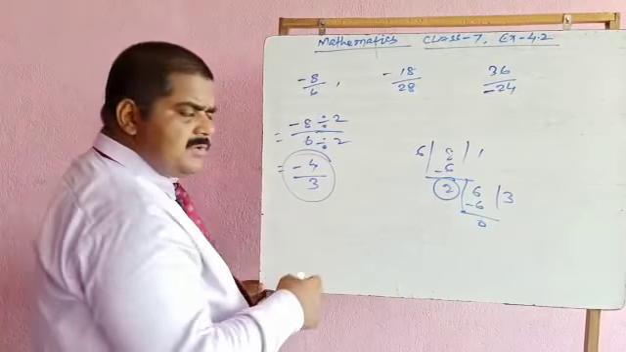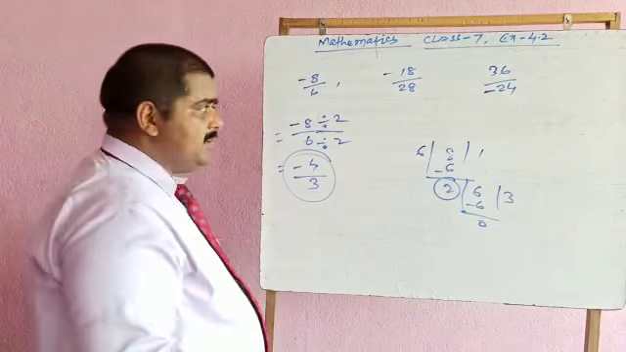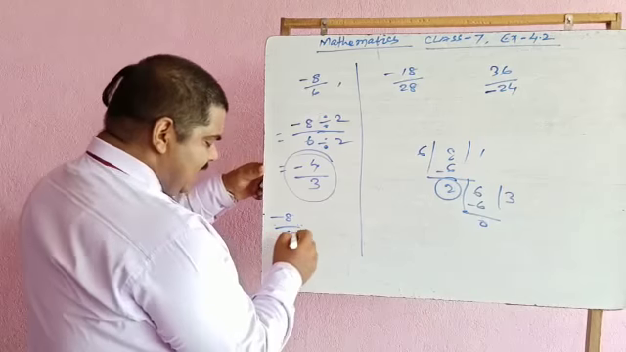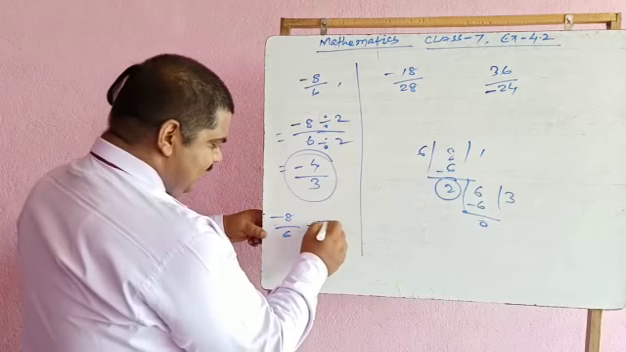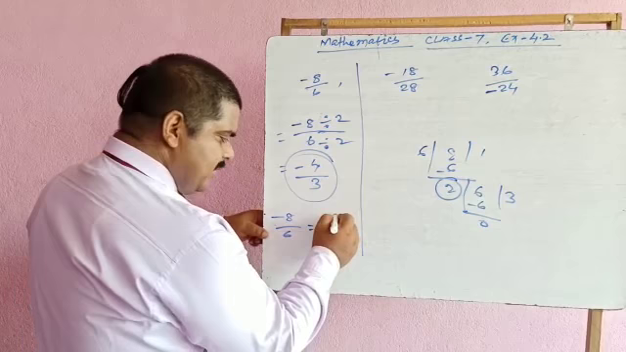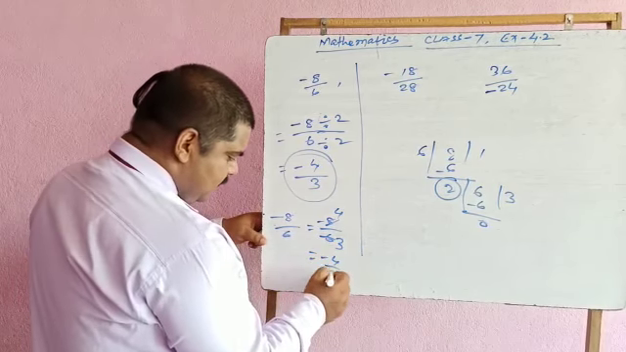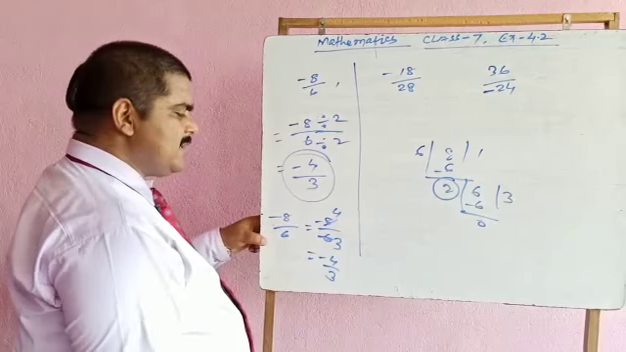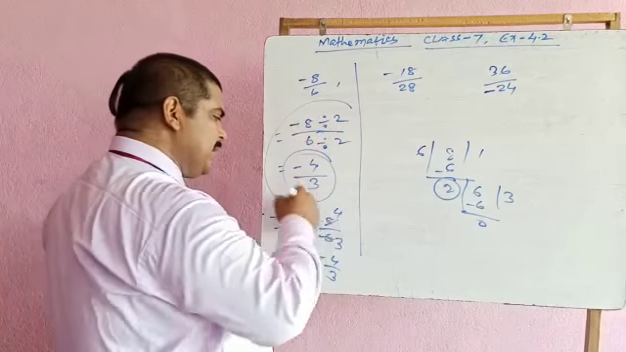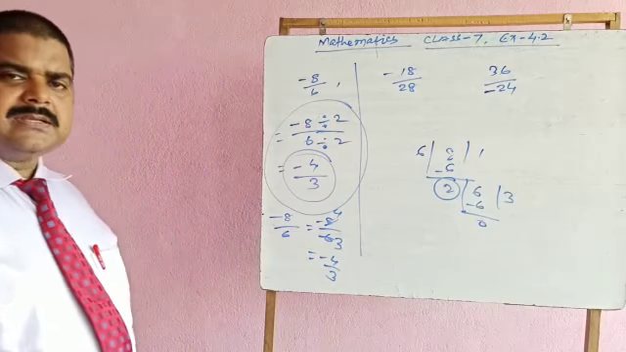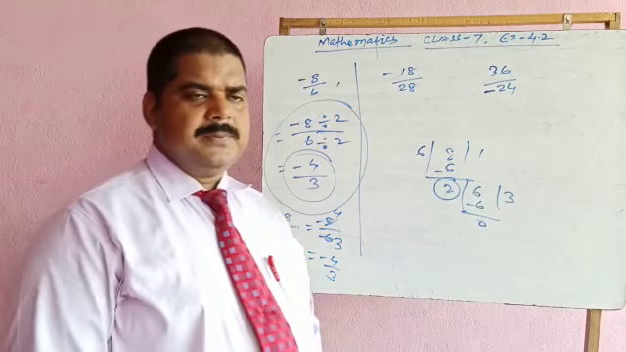My dear students, some teachers teach this very simply: 8 upon 6, you just cancel, minus 8 upon 6 by this way. 2 4s are 8, 2 3s are 6, minus 4 upon 3. This is the simplest form. Both have the similar meaning. Either you divide or you cancel. It is also a sort of division.